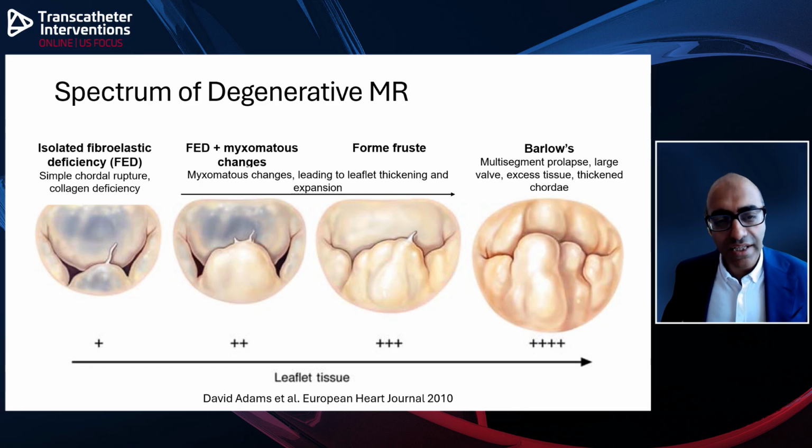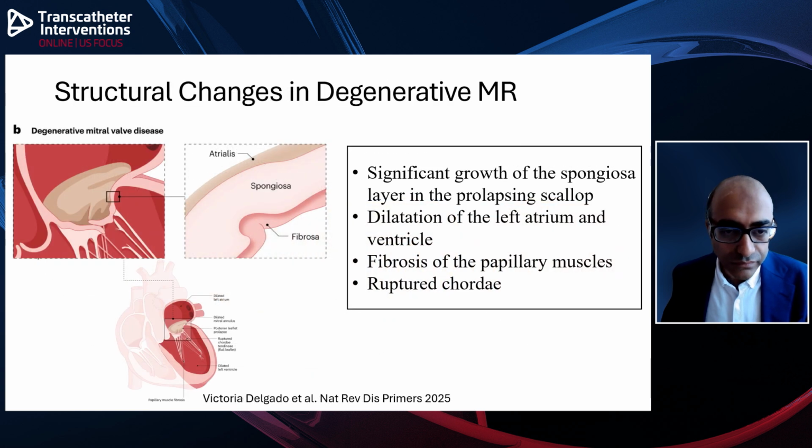Now, degenerative MR is a spectrum. It represents a spectrum starting with isolated fibroelastic deficiency that may present as a single chordal rupture to progressive myxomatous changes, eventually resulting in Barlow's valve with multi-segment prolapse, large valve, excess tissue, or thickened chordae. The degenerative MR prolapsing leaflets are characterized histologically with a significant growth of the spongiosa layer in the prolapsing scallop. The resulting MR eventually leads to dilation of the left atrium and ventricle, fibrosis of the papillary muscles, and ruptured chordae.